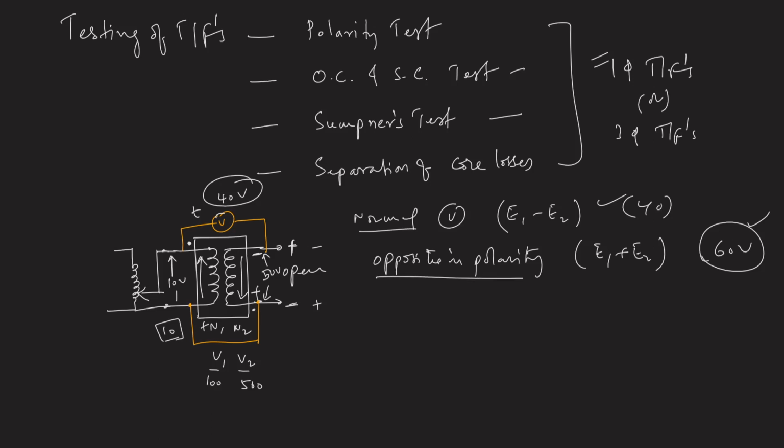Make a note that this voltmeter should be capable of reading both, so that the sum of these two voltages is within its range. Normally, instead of applying the direct rated voltage, we do it through a variac autotransformer, so that we can see how the voltmeter responds for small voltages. Okay, so is it fine? So this is about the polarity test.